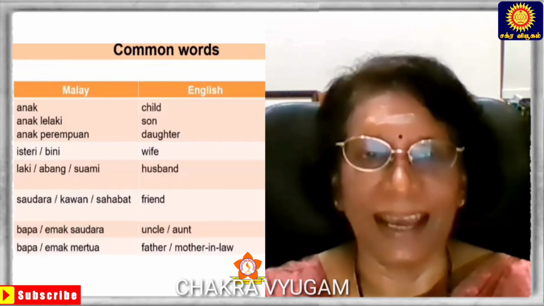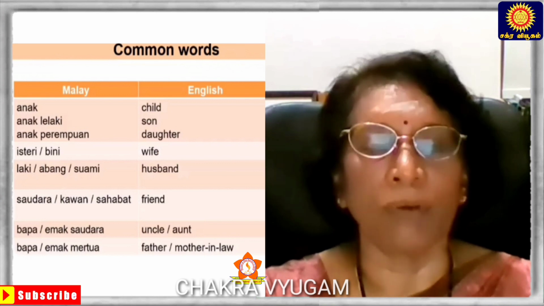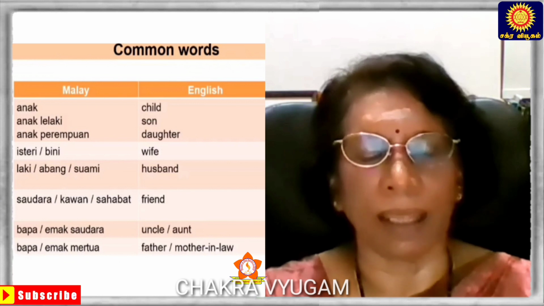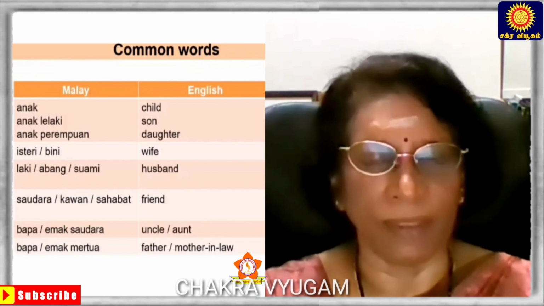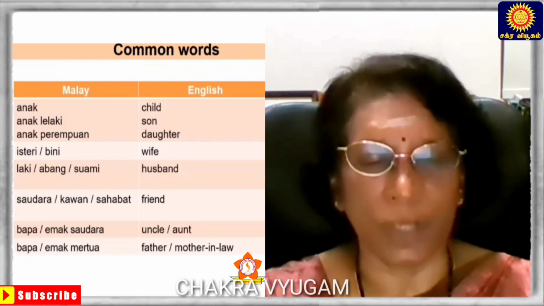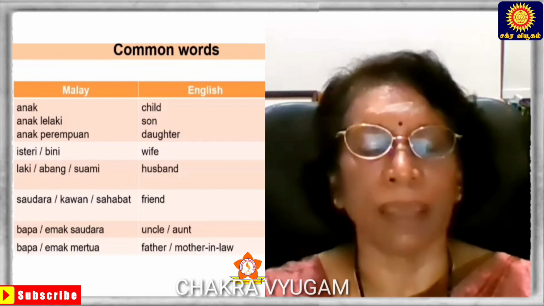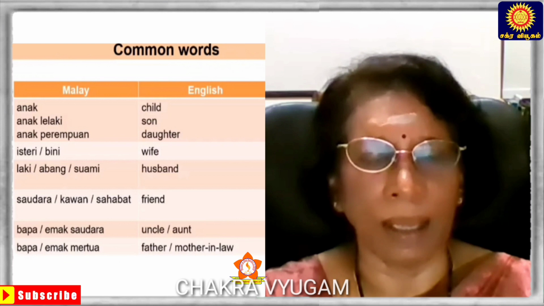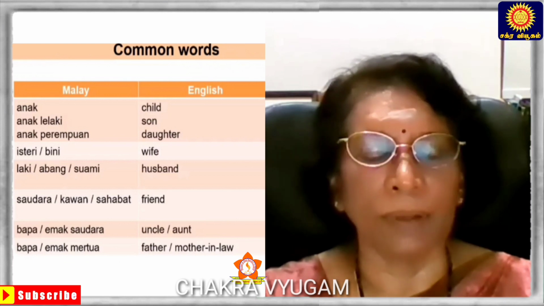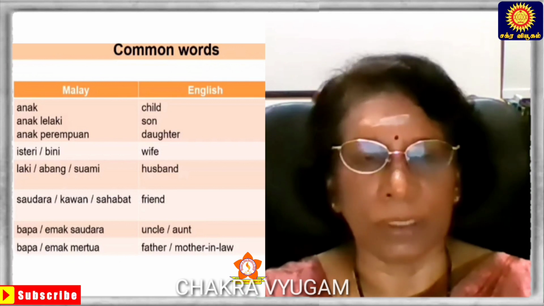All right, we are back to learning some new words. Now here are more relations that we have in the family. We have learned some, like brother and sister and mother and father, but here you have child, which is anak. Anak is anybody's child. Anak lelaki is son. Now lelaki is male, so son would be anak lelaki. Anak perempuan, daughter. Again, perempuan is female, so anak perempuan would be your daughter.